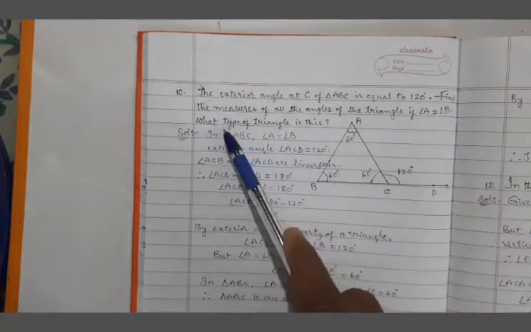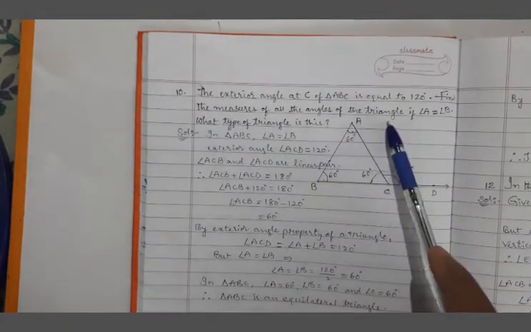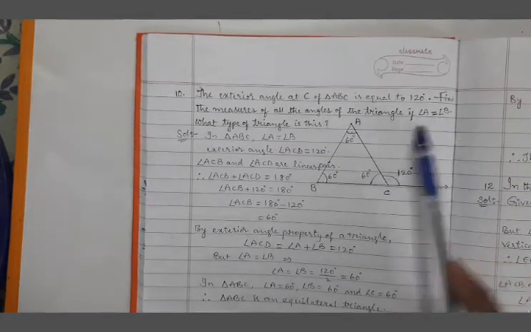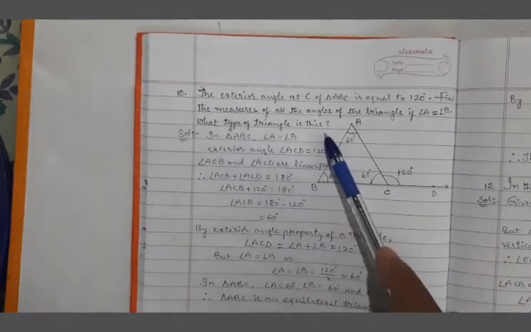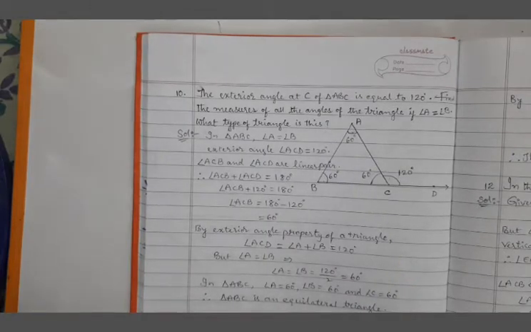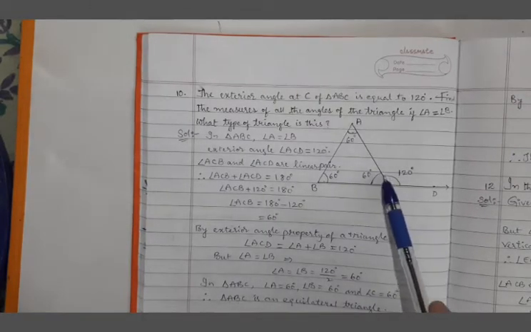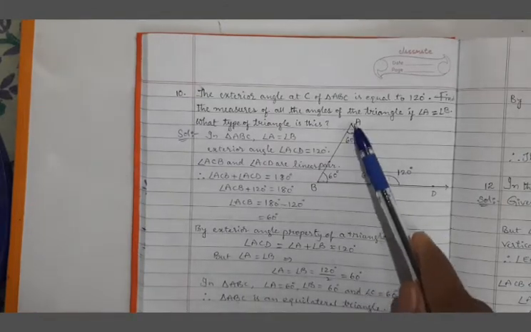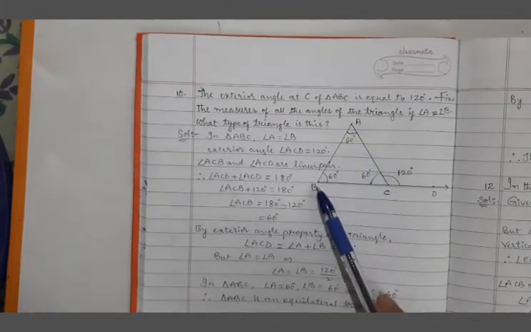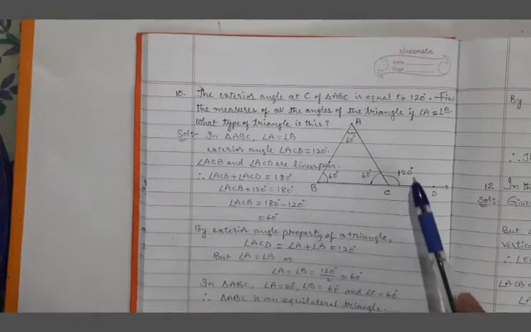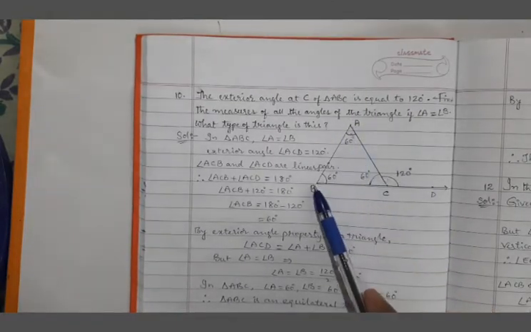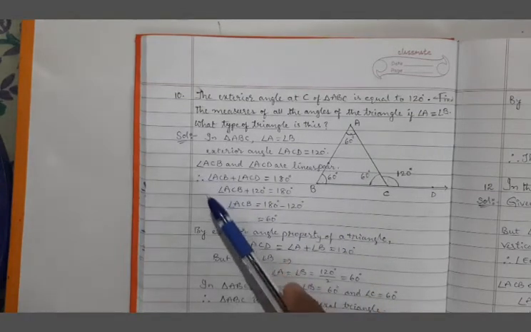Find the measures of all the angles of the triangle if angle A is equal to angle B. What type of triangle is this? Nice question to study here. Exterior angle 120 is equal to the sum of its interior opposite angles. So exterior angle 120 is equal to angle A plus angle B. I wrote here, you can see.